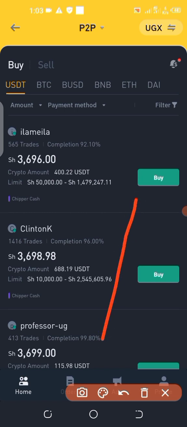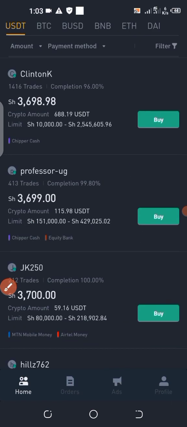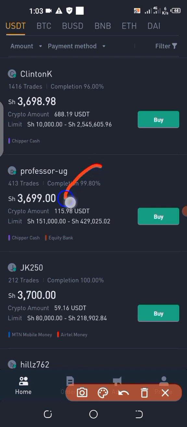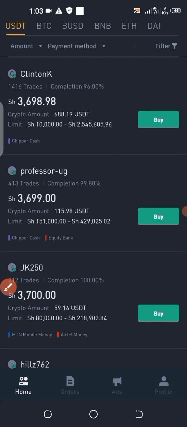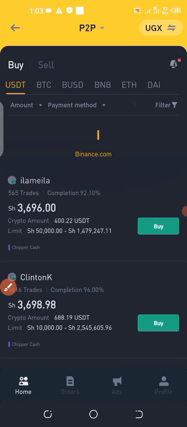You can look further. This one has 99% and 413 trades, but you should be considerate of the price you want to purchase. You see this one gives a lower price.